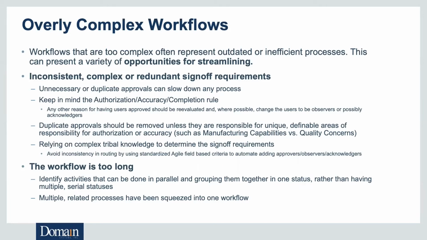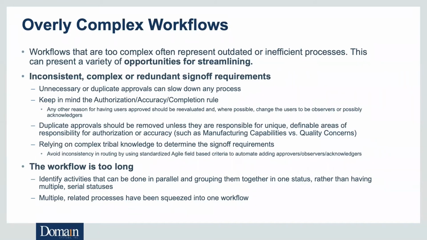All right. If you find or suspect that you have a workflow that is too long, then evaluate it using the last 2 bullet points. Basically, identify activities that can be done in parallel. If your workflow is too long because it's a series of tasks or a series of statuses, see what you can group into making it parallel and grouping them together into one status rather than having the serial effect.